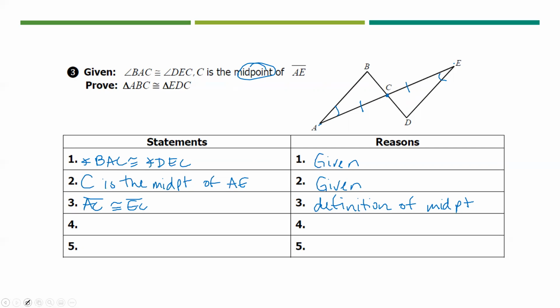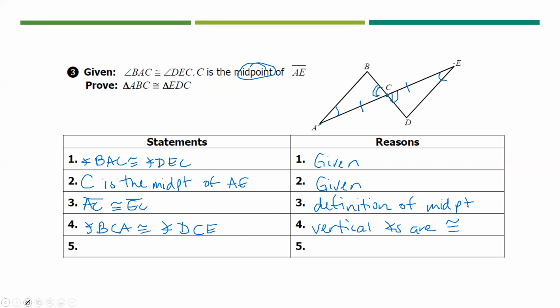I see lines crossing each other. When we see lines crossing each other, we should start thinking about vertical angles, right? So we can say that angle BCA is congruent to angle DCE. I have to name these angles with 3 letters since C is part of both triangles. I can't just call them angle C, because if I said angle C, you wouldn't know which triangle I was talking about. So we have to name them with 3 letters.